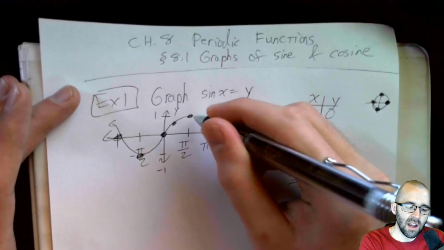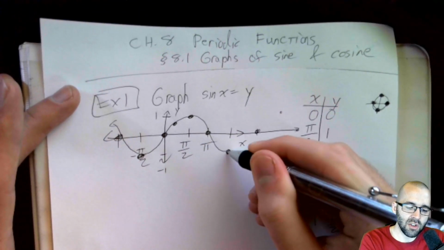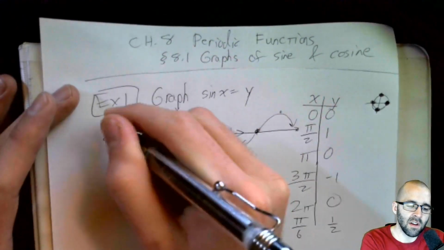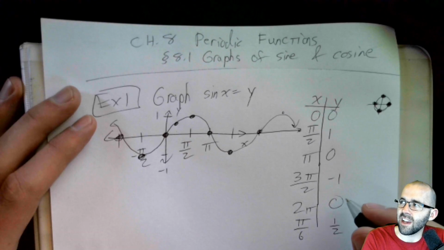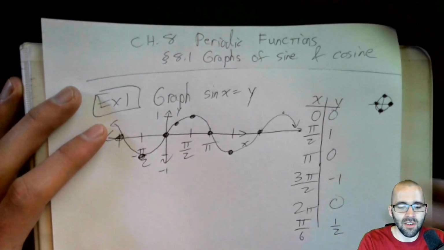All right. And it just keeps on going. Just keeps on chilling forever, repeating over and over again. And that is what the sine of x looks like. The graph of the sine of x looks like a wave, and it goes on forever.